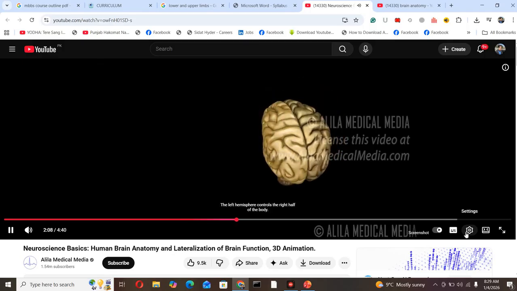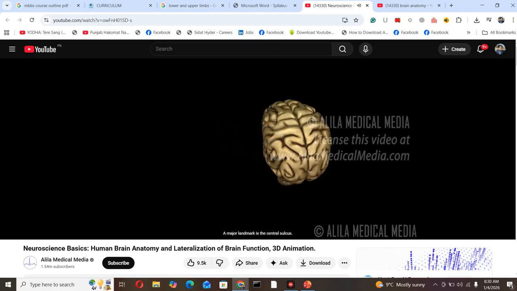The left hemisphere controls the right half of the body. The right hemisphere controls the left half of the body. The two hemispheres are separated by a deep groove called the longitudinal fissure. Each hemisphere has a number of folds called gyri, separated by grooves called sulci. A major landmark is the central sulcus. The cerebrum has four major lobes.